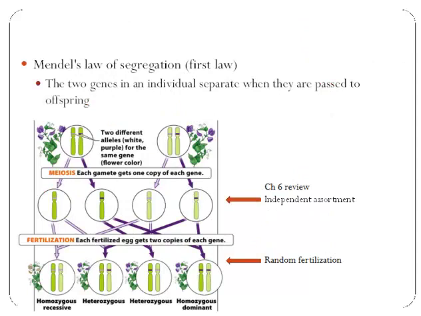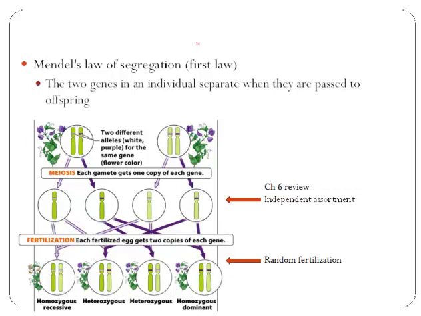And this gives us Mendel's law of segregation, or Mendel's first law. Different textbooks refer to it differently, so make sure that you know both of them. So Mendel's law of segregation is also the first law, and that just says that two genes in an individual will separate when they're passed to the offspring.